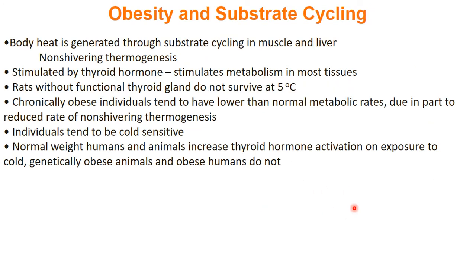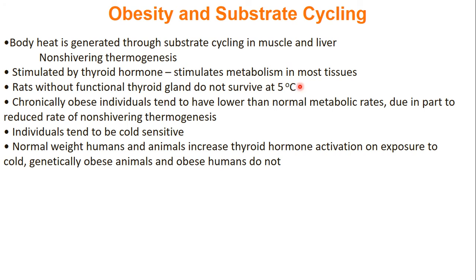And this substrate cycling is actually important when it comes to obesity. And it's also important when it comes to body heat. So one way body heat is mainly generated is through substrate cycling in the muscle and liver. You're doing a futile reaction to produce heat. This is called non-shivering thermogenesis. Your thyroid hormone takes care of this. It stimulates metabolism in most tissues. So non-shivering thermogenesis and metabolism are linked.